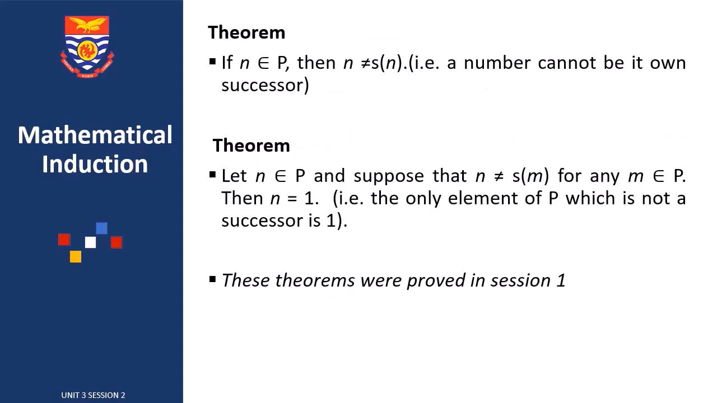If n is a member of P, then n is not equal to its successor, as a number cannot be its own successor. 5 cannot be its own successor. And we've also established all these proofs. That is, if n is a member of P and n is not equal to the successor of m, then for any m a member of P, n equals 1. We've also done this proof.